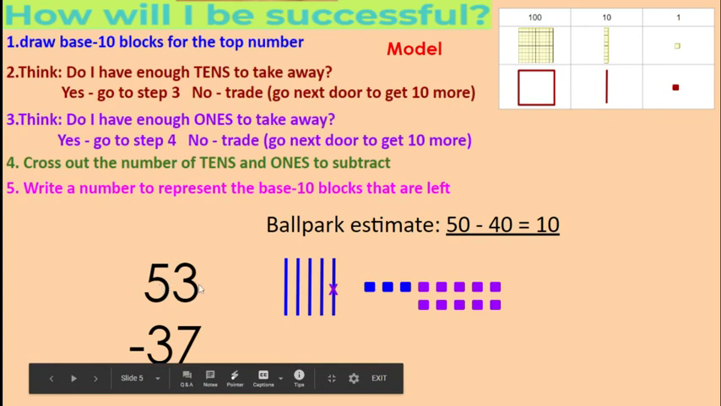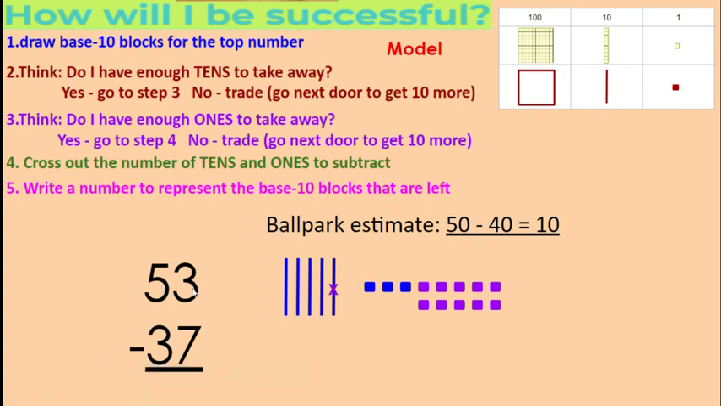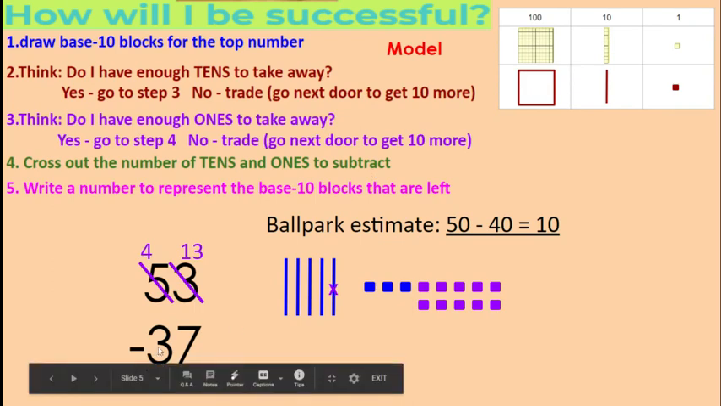So for the number 53, I'm going to cross off the 5 and 3 and write what I see in my picture, 4 10s and 13 cubes. Now we're ready for step number 4. Cross out the number of 10s and 1s to subtract. I need to subtract 3 10s and 7 cubes.